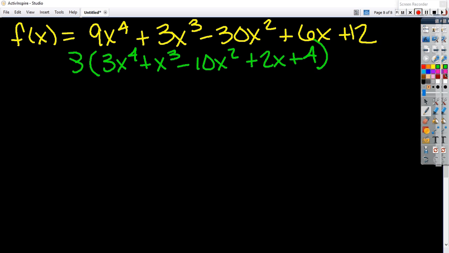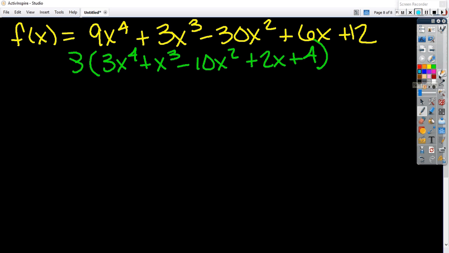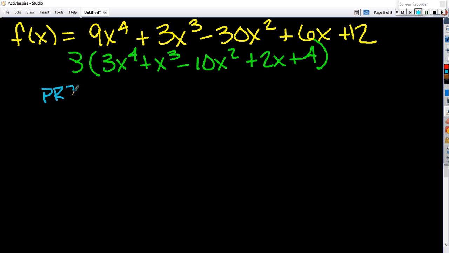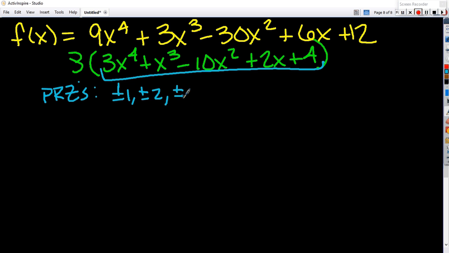All right, PRZs. Ben, I'm looking now just at what's in parentheses. Give them to me. 1, 2, 3. Are we doing 3 or 4? I thought we were supposed to do 3 first. Do 4 first, the leading coefficient. 1, 2, 4. And then we do the other one, just 3 and 1.